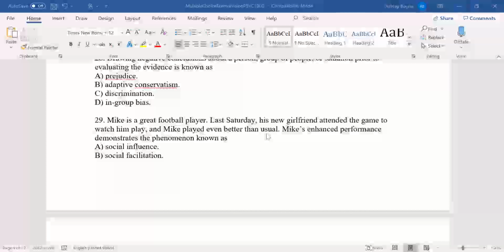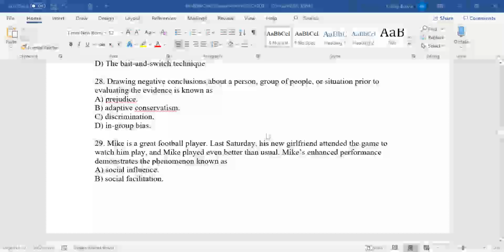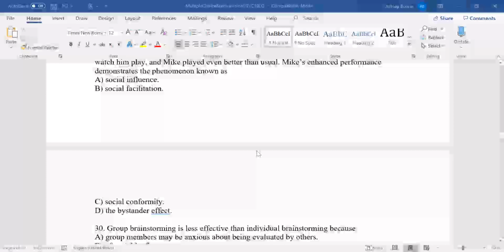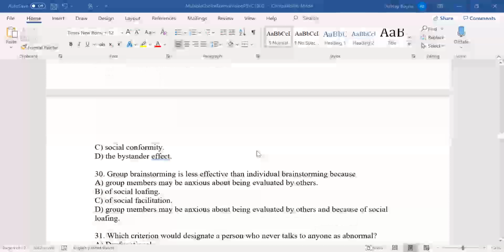Are we good on question 24? No, so the answer is D, groupthink. So groupthink happens when you want so badly for everyone to come to the same decision that you overlook other factors that go into the decision.